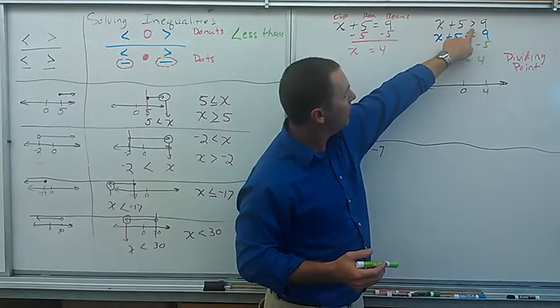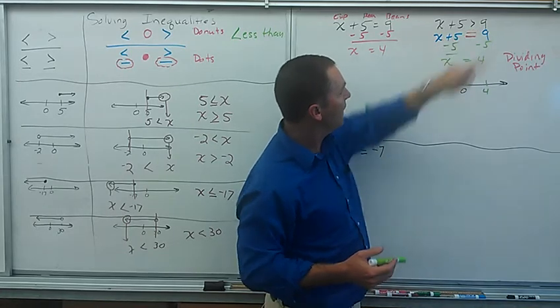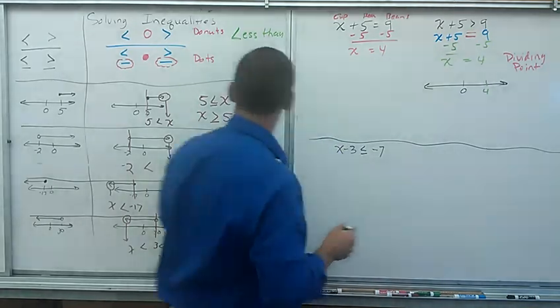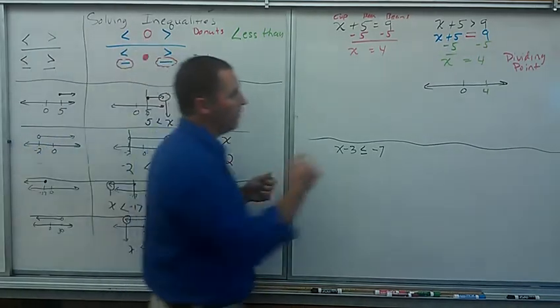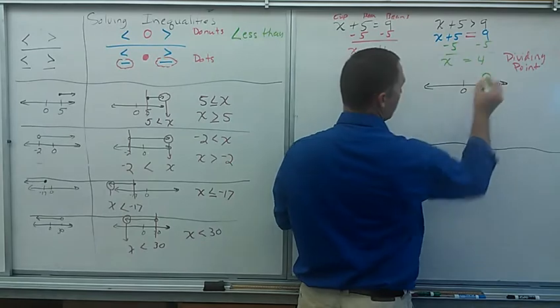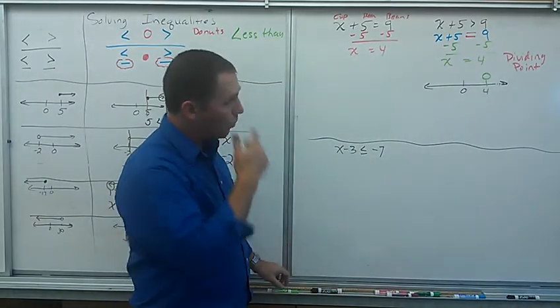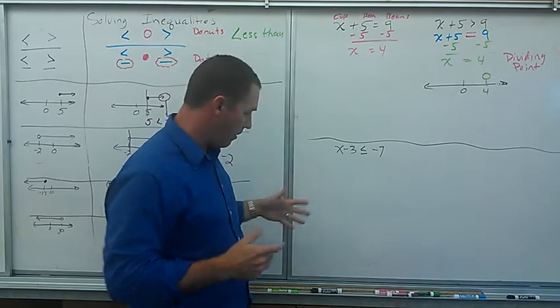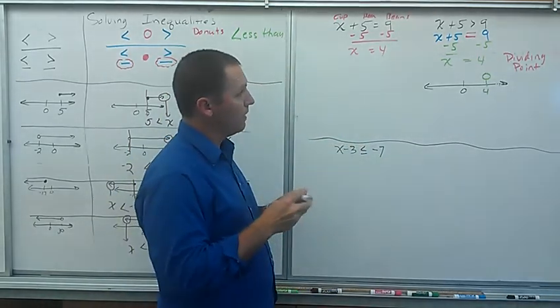After I plot my dividing point, I plot my dot or donut. I come back and look at my original inequality, and I see I don't have an equal sign underneath there. Since I don't have an equal sign, that means it's going to be a donut. So above this, I put a donut, just like that. And then I need to figure out which way for my arrow to go. To do that, I'm going to do a little sum problem.